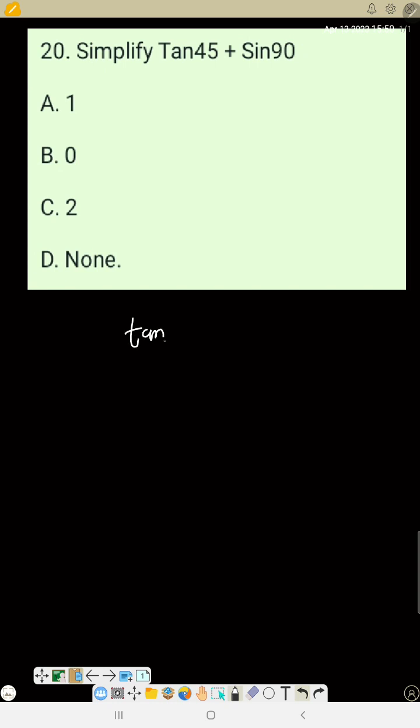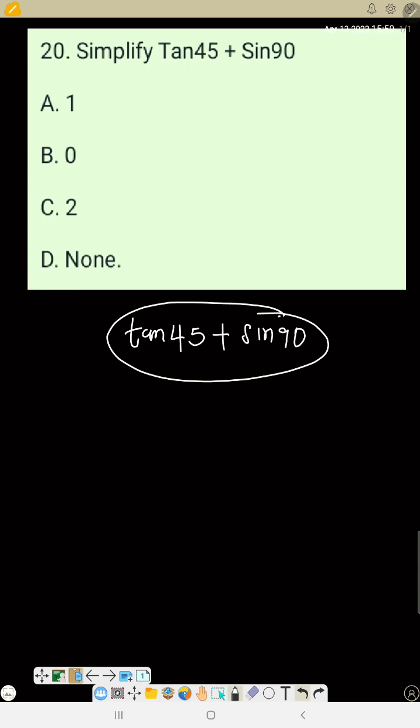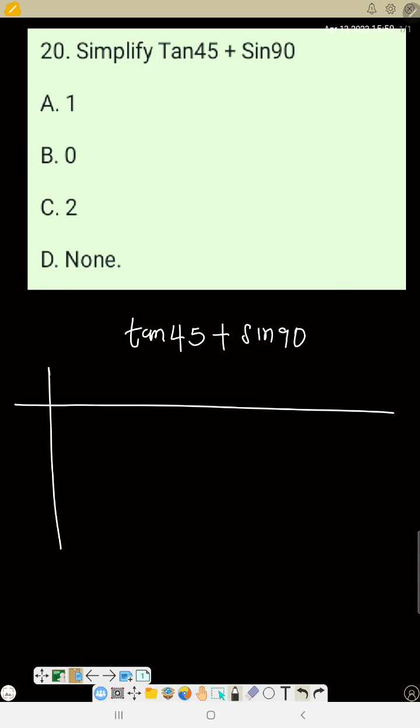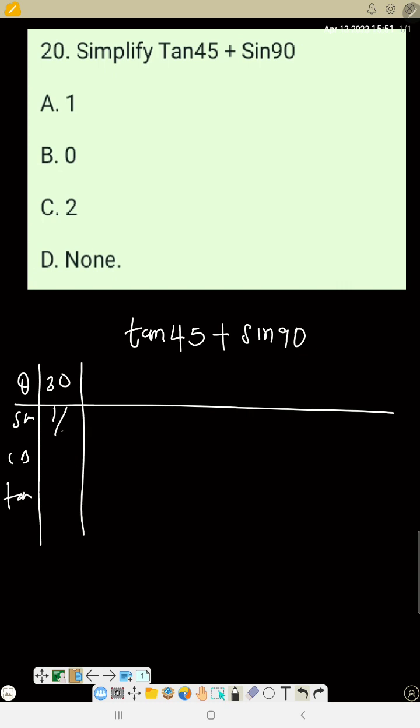Tan 45 plus sine 90. You actually need to know this table off hand. That's your trigonometric table, you have to know it off hand. So if you have theta 30, sine, cos, tan, sine 30 is 1 over 2. Or watch my video on trigonometry so you will see the table.